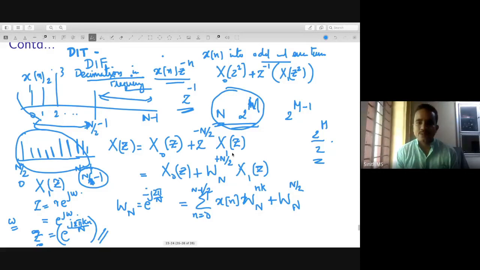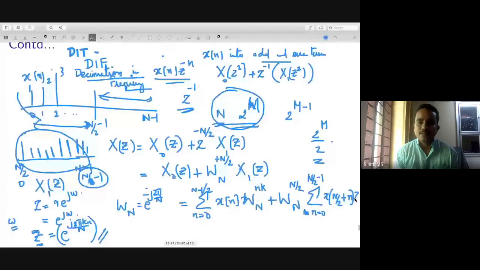Inside x0 you have x1z. What is x1z? It is summation, starting from n equal to 0 to n by 2 minus 1, but here you have x of n by 2 plus n. That much terms you have to shift, so z raised to, instead of z again, you have Wn raised to nk.